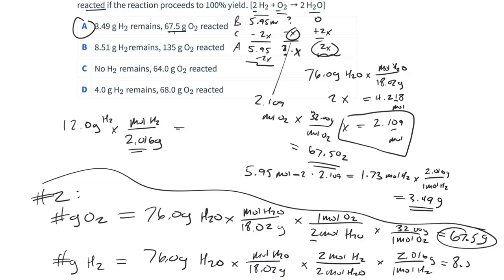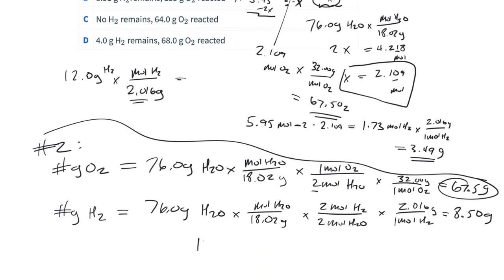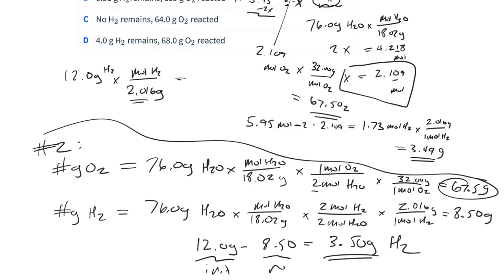Or yeah, 8.50. And if I take the initial amount, there was 12 grams of hydrogen given. Maybe if I included an extra sig fig, I lost the extra sig fig somewhere along the way here from the 3.49 to the 3.50. But I'm getting 3.49, 3.50 grams out for my H2 that remain in the reaction. I just start with the initial, minus the amount that reacted, and I get the amount that remains.